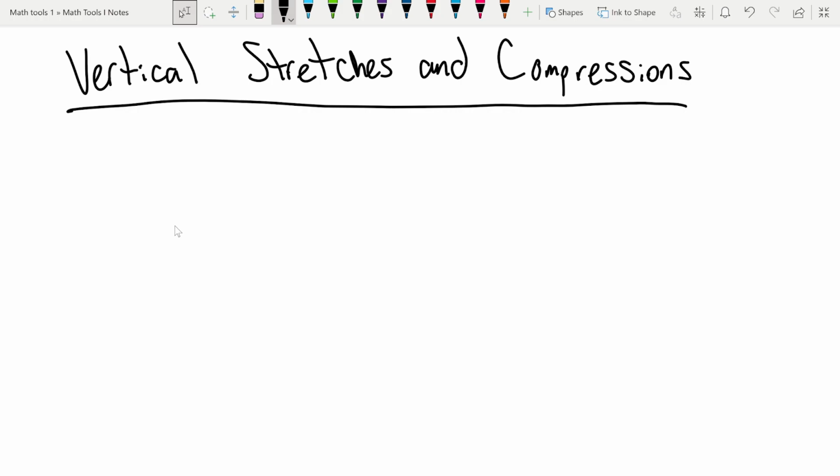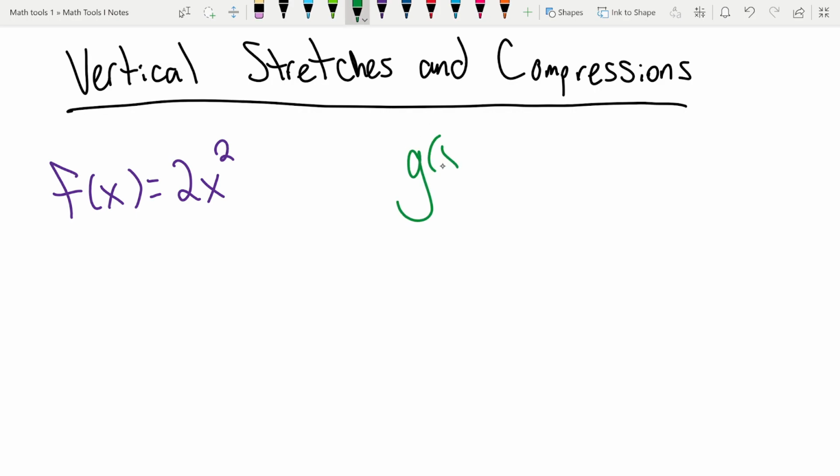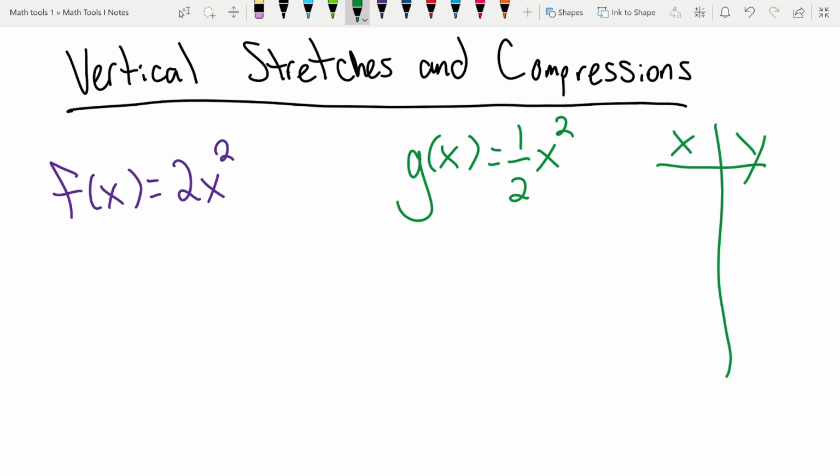I want to look at two different graphs here. First, let's look at f of x equals 2x squared. And then on the right side here, we'll call it g of x equals 1/2 x squared. Okay. And we want to think about the points for both of these functions. Let me keep this consistent.